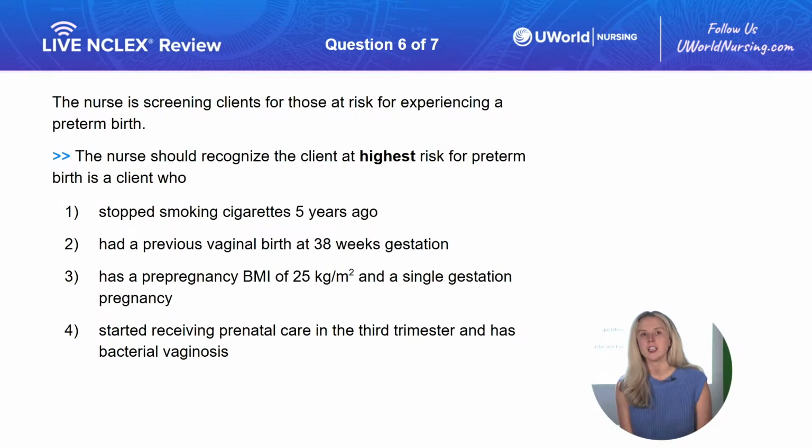The nurse is screening clients for those at risk for experiencing a preterm birth. The nurse should recognize the client at highest risk for preterm birth is a client who, 1, stopped smoking 5 years ago, 2, had a previous vaginal birth at 38 weeks gestation, 3, has a pre-pregnancy BMI of 25 in a single gestation pregnancy, or 4, started receiving prenatal care in the 3rd trimester and has BV, or bacterial vaginosis.